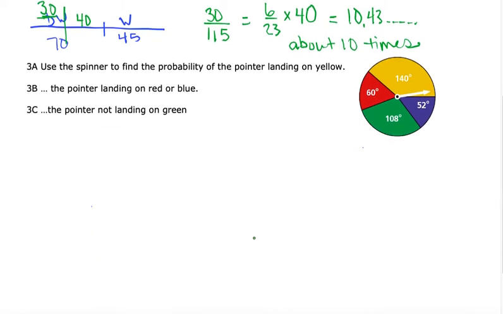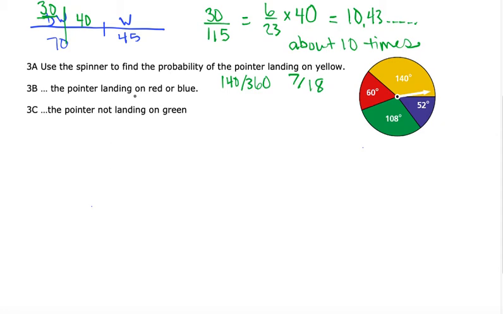Let's look at the spinner for these questions. It says use a spinner to find the probability of the pointer landing on yellow. So I have 140, and I just need to divide by 360, which reduces to 7 over 18. It's the probability of it landing on yellow.